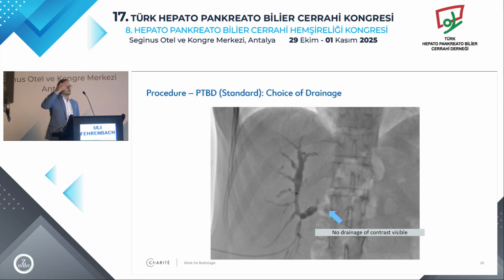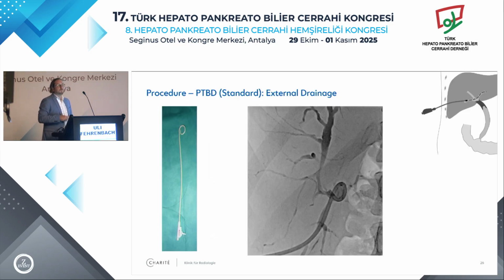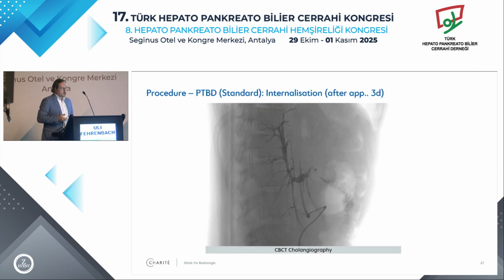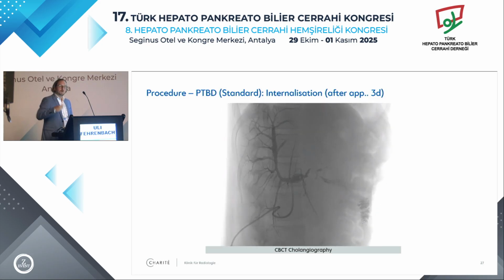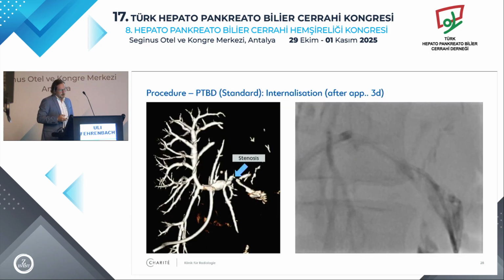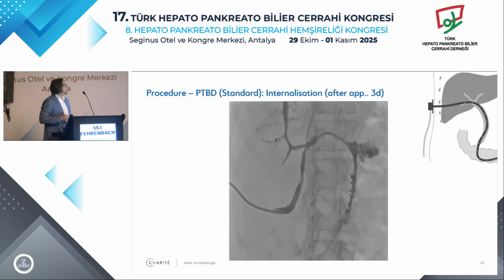In this case, there was no drainage of the contrast to the bilioenteric anastomosis, so we decided to put in an external drainage first. And the standard approach is to internalize this drainage after approximately 3 days. In this case, I used a cone beam CT to do a 3D cholangiography where we can see the stenosis very good, and I managed to cannulate it and insert a so-called Yamakawa drain.